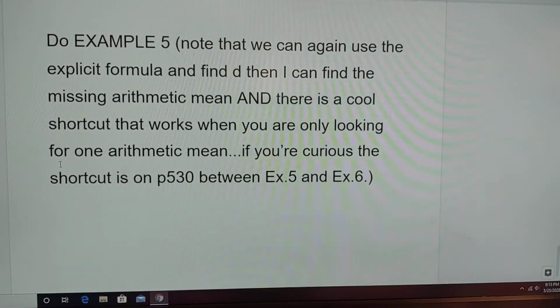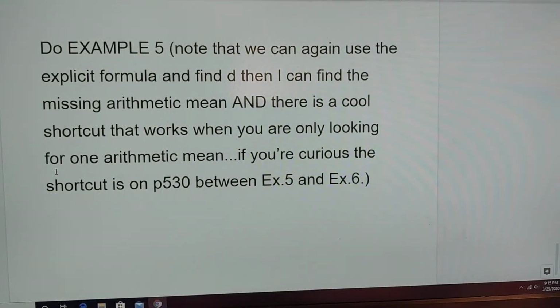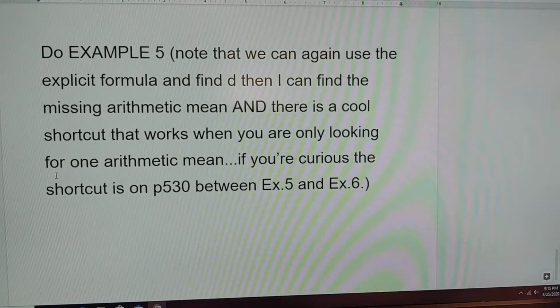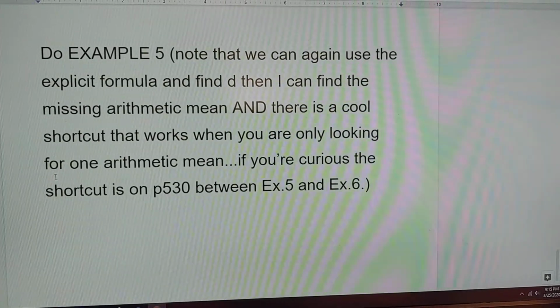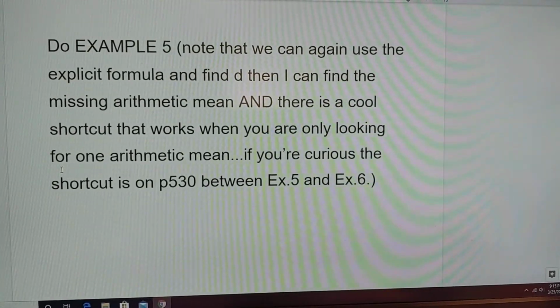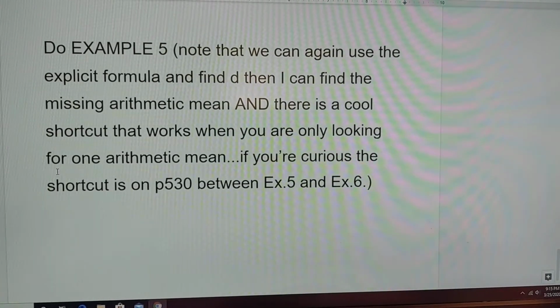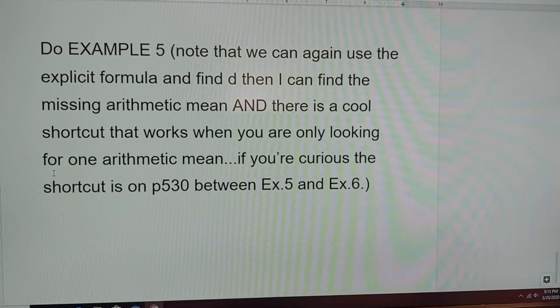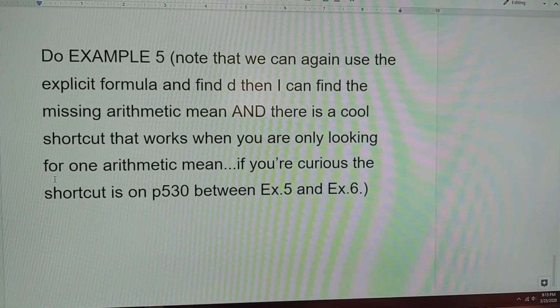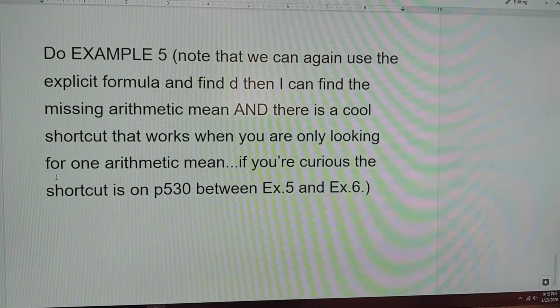All right, before we do example 5, you can get excited because this is our 5th and final example, and then our notes will finally be done. Don't worry. I'm just going to make a couple notes here. We can again use the explicit formula, just the regular one, not the generalized, because we're going to know the first term again. We can find D just like we did before, and then we can find the missing arithmetic mean. So I'm going to take you through another example like that.